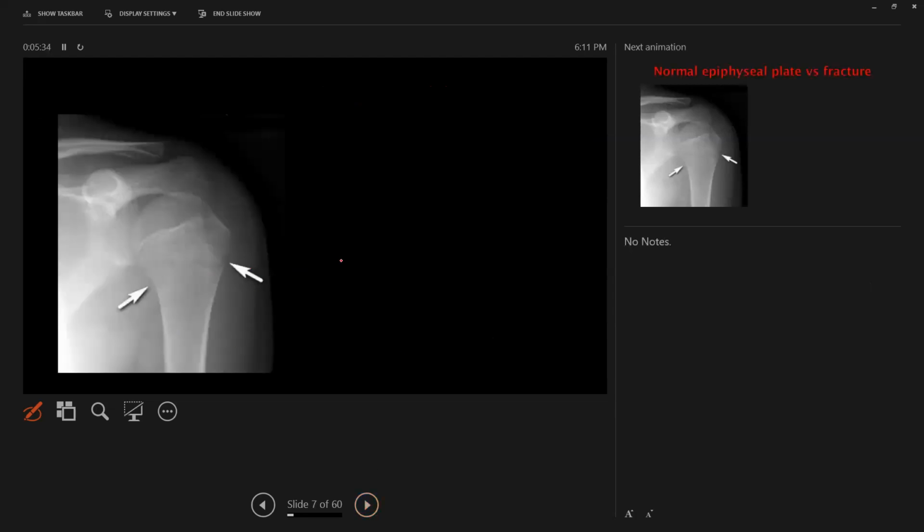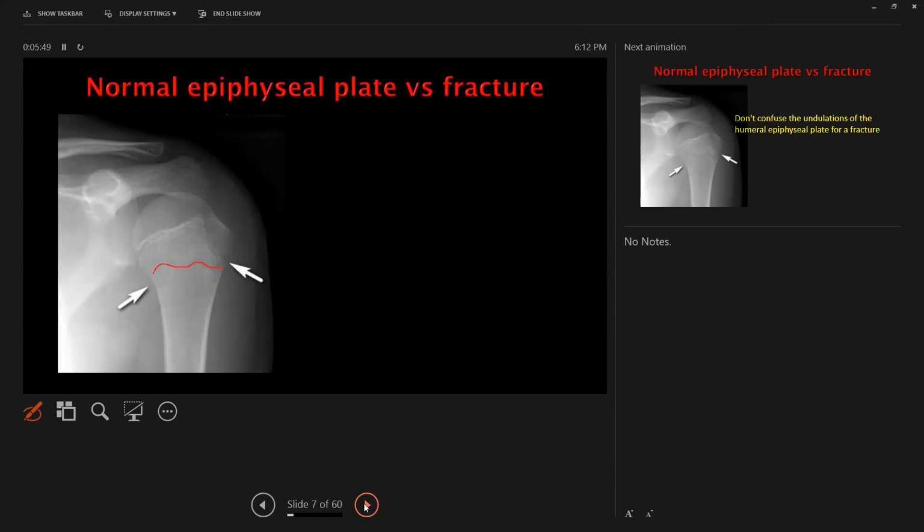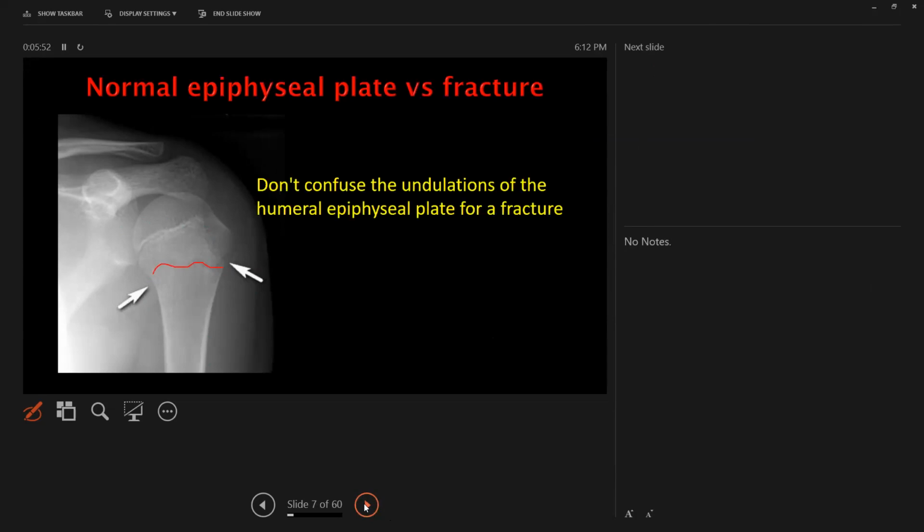This is a common pitfall, especially when you are a medical student or a junior resident: we tend to misinterpret the undulated appearance of the growth plate, the epiphyseal plate, as a fracture. This is a common pitfall among juniors when they don't see enough cases. So this shouldn't be interpreted as a fracture. This is the epiphyseal plate, which can mimic a fracture.